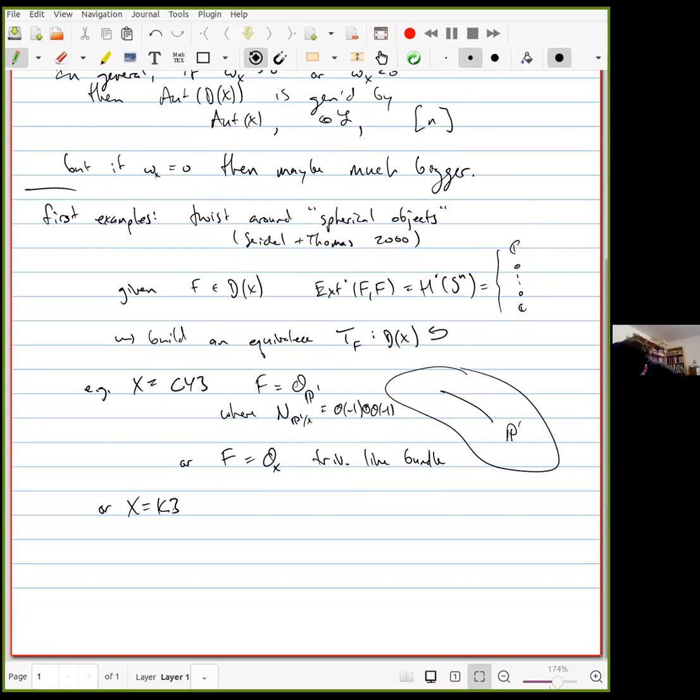Maybe X is a K3 surface. And again, F is the skyscraper sheaf on some P1, or it could be the trivial line bundle, or it could be any rigid stable bundle. And in the case of K3 surfaces, this twist around F was first studied by Mukai. Then T_F goes back to Mukai. Let me spell his name legibly, under the name of reflection functor.